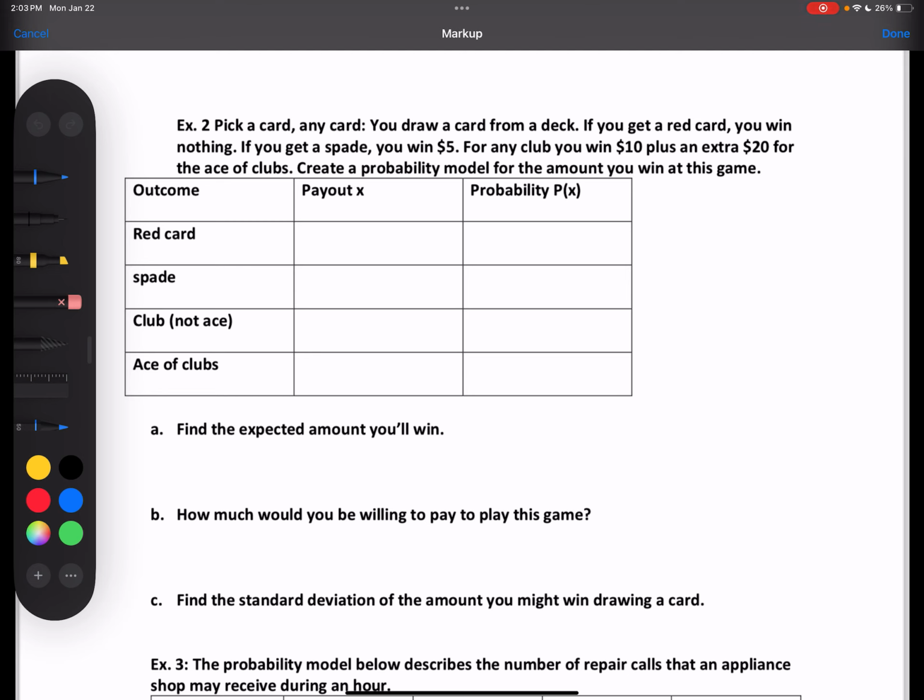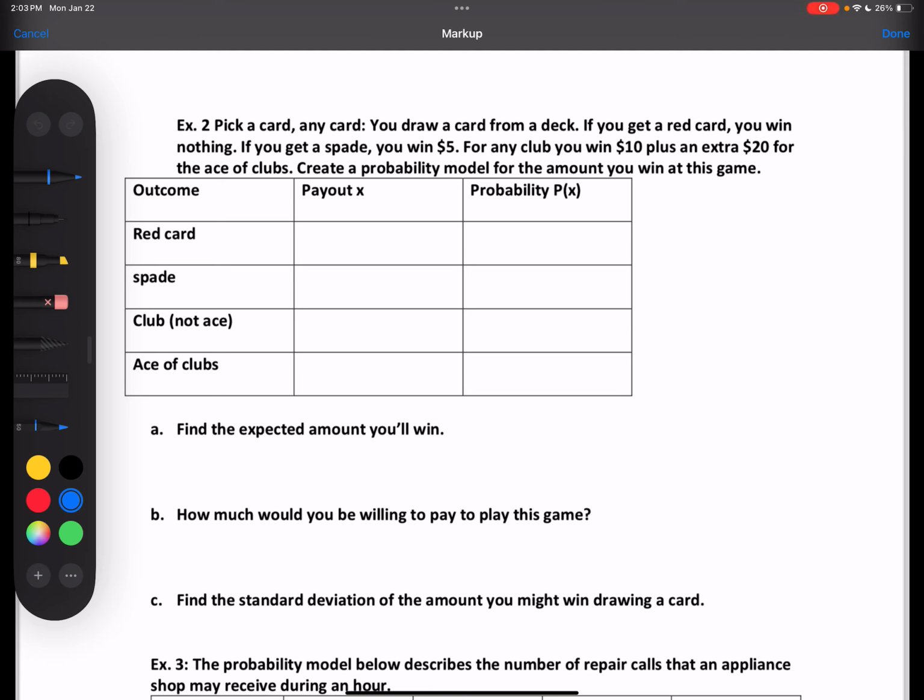Stage fright. Pick a card, any card. Of course, it's always about cards. You draw a card from a deck. If you get a red card, you win nothing. If you get a spade, you win $5. For any club, you win $10 plus an extra $20 for the ace of clubs. Create a probability model for the amount you will win at this game. It doesn't say I have to pay anything.